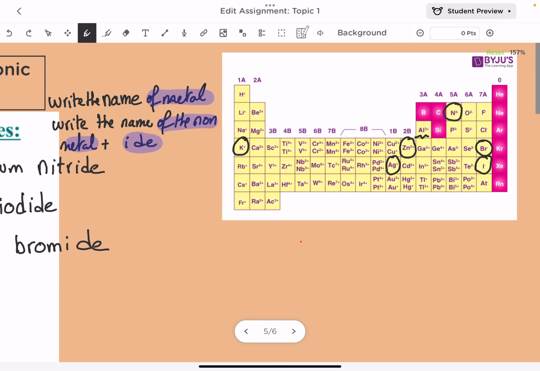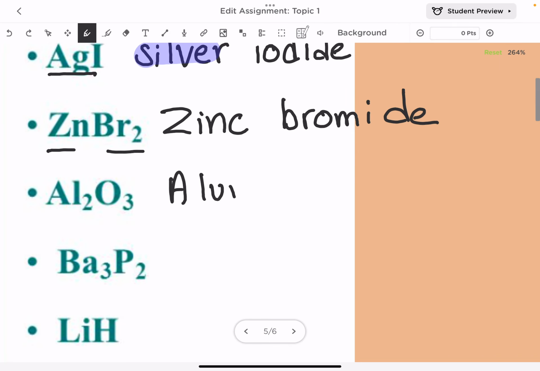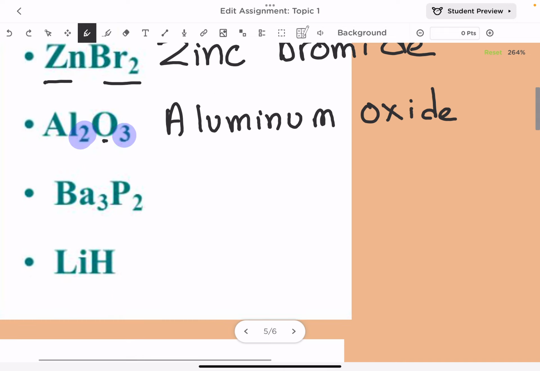Al2O3, here's the aluminium having one fixed positive charge, so it's going to be aluminum, and O is the oxygen. Instead of saying oxygen, we will say oxide, and of course the numbers will be ignored in writing the name.